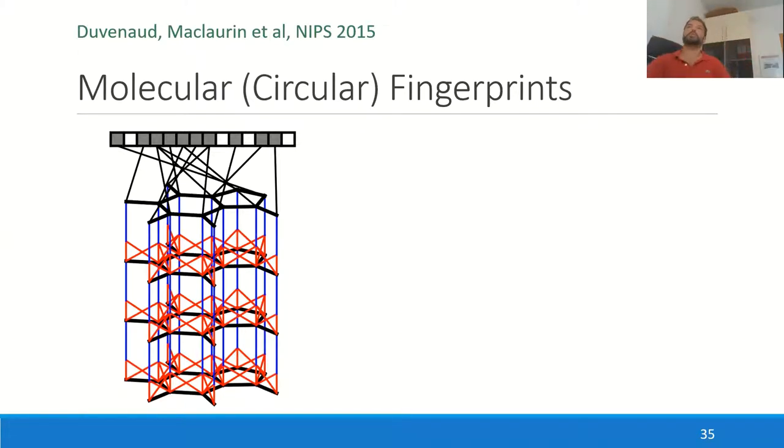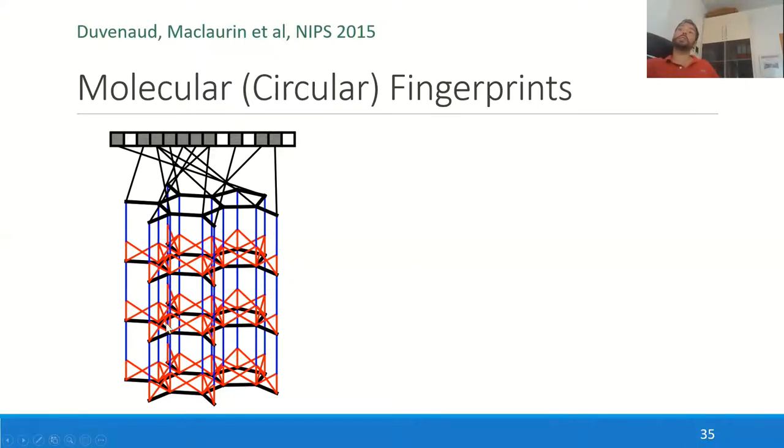Let's say that the first model was, to be honest, the one by Micheli in 2009, but the first one to rediscover the contextual approach was the paper by David Duvenaud and colleagues at NIPS 2015, and that paper is inspired by one thing that is well known in the chemical literature, which is the molecular fingerprints.